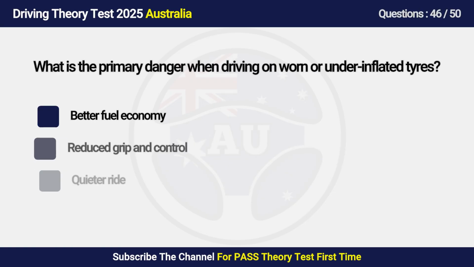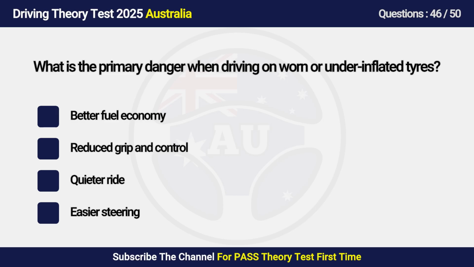Question 46. What is the primary danger when driving on worn tires? A. Better fuel economy. B. Reduced grip and control. C. Quieter ride. D. Easier steering.